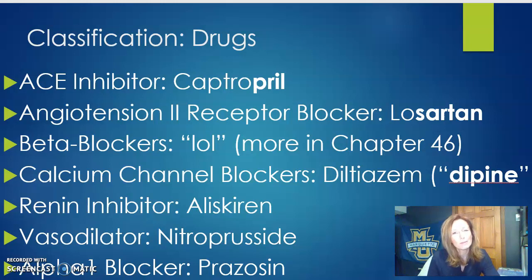But you always want to remember these suffixes, because if you learn one drug within a class, then you can apply that to all the different medications. So if you see a medication that ends in one of these suffixes on an exam, not in this class, or on NCLEX, or in real life, or in clinical, you'll know how that drug is affecting the patient just by the classification. The renin inhibitors, like aliskiren, vasodilators, nitroprusside, and alpha-1 blockers, prazosin.